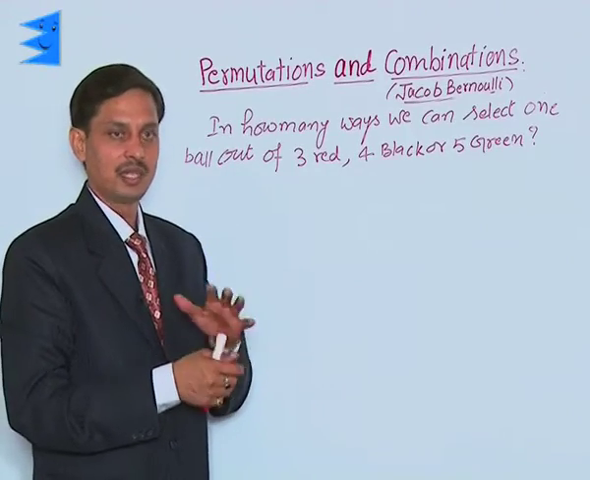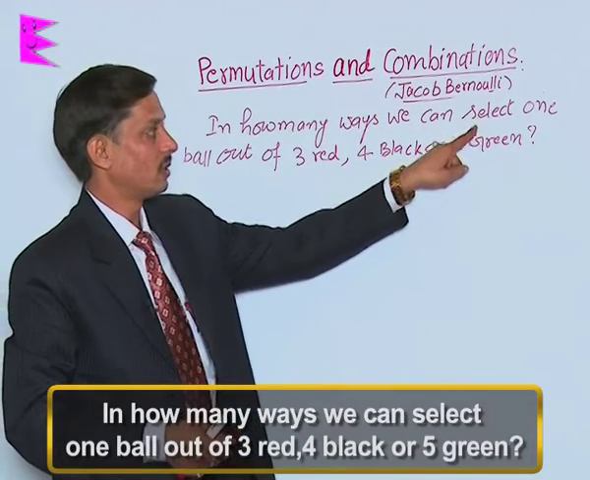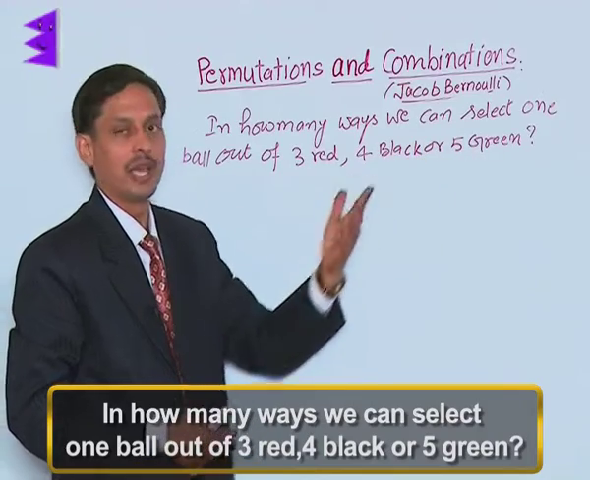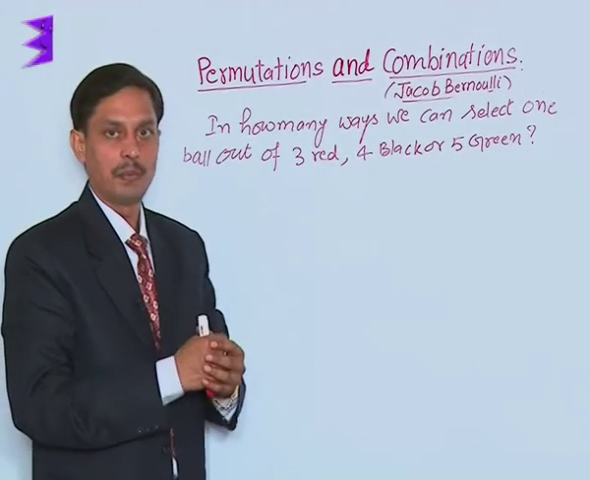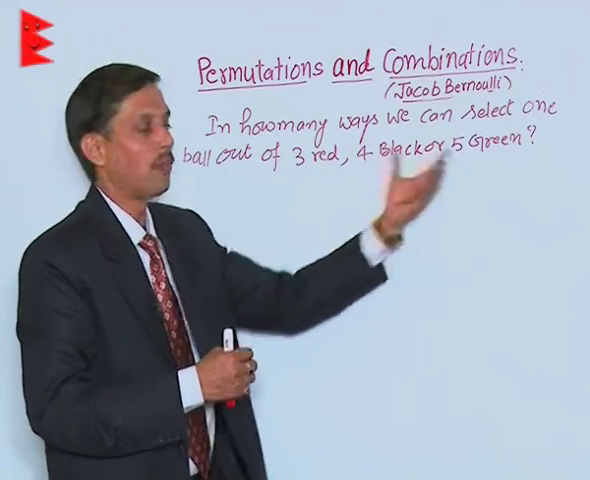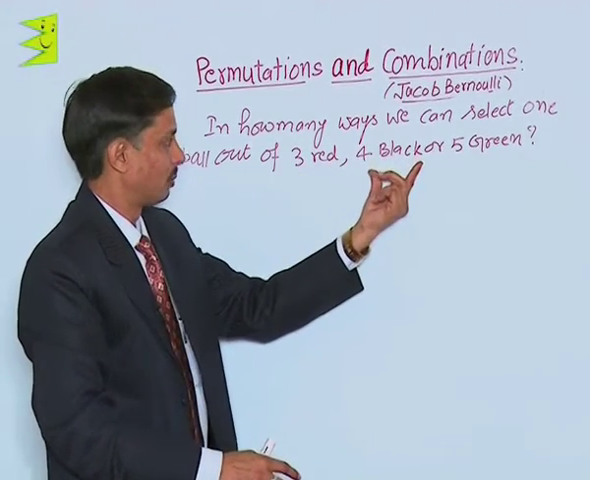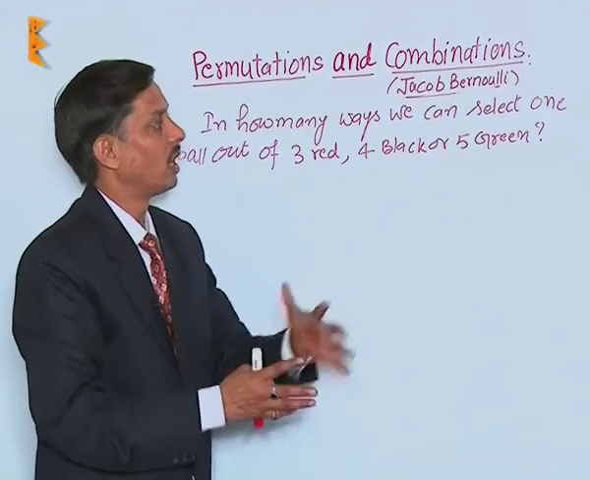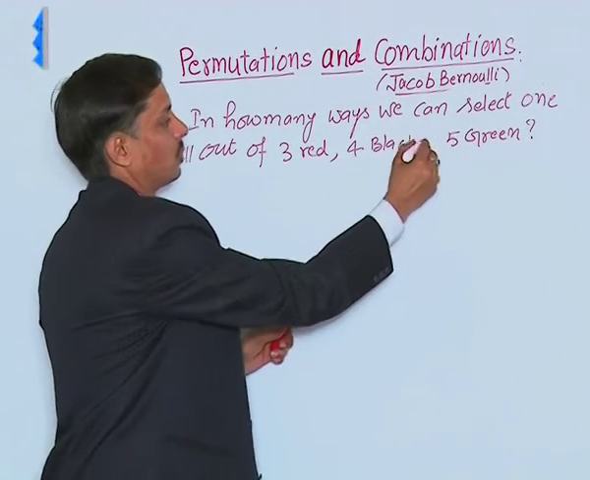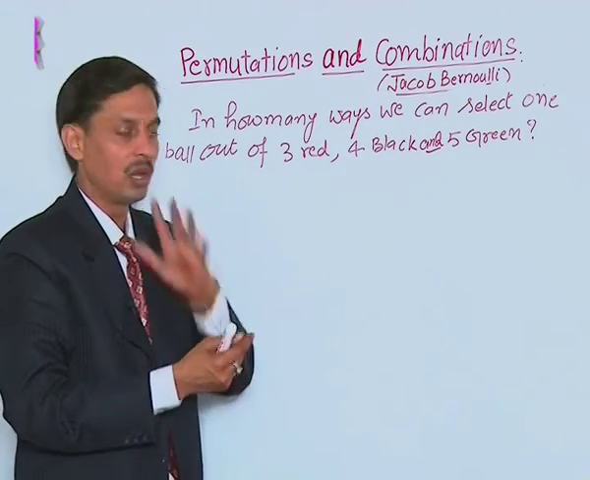I am taking another example: in how many ways can we select one ball out of 3 red, 4 black or 5 green? That is, there is a bag having 3 red balls, 4 black balls and 5 green balls. That is, one compartment of the bag has 3 red balls, another compartment has 4 black balls, and the last compartment has 5 green balls. How many balls would we like to select? We would like to select only one ball.